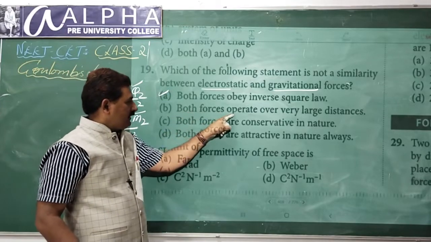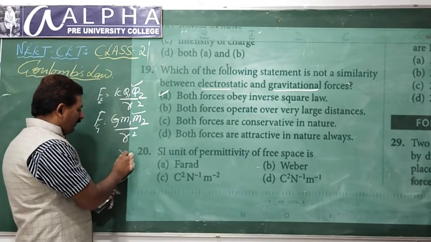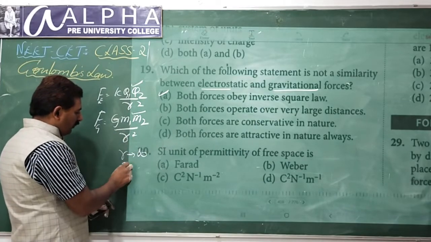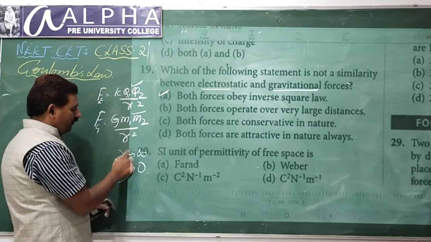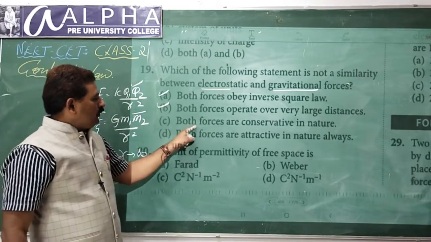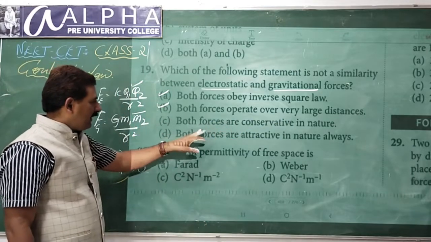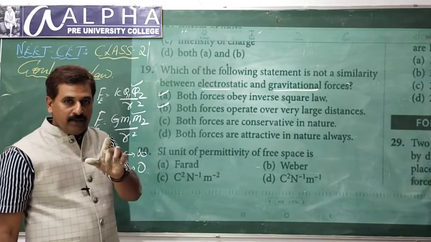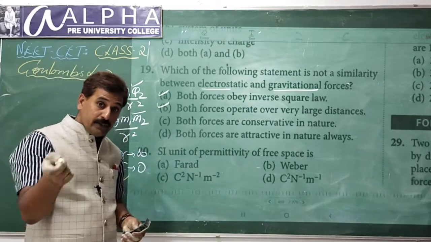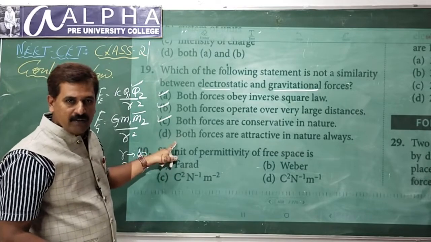Both the forces operate over very large distances. Yes. As R tends to infinity, force F tends to 0, because 1 by infinity is 0, you know. That is also correct. Both forces are conservative in nature. Yes, conservative. Work done against such forces doesn't depend on the path followed. You learned conservative forces last year. That is also correct. Option D must be wrong then.